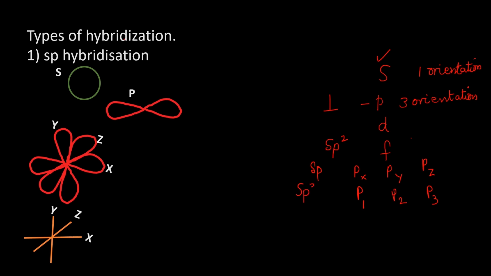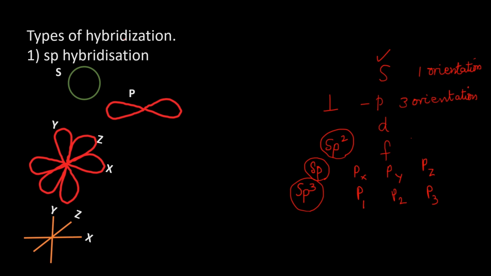For sp2 hybridization, there will be three hybrid orbitals, and for sp3 hybridization, there will be four hybrid orbitals. For sp hybridization, there will be two hybrid orbitals. So there is sp hybridization, sp2 hybridization and sp3 hybridization. The type of hybridization taking place in the central atom of the molecule will depend upon the number of orbitals that are required for bonding.